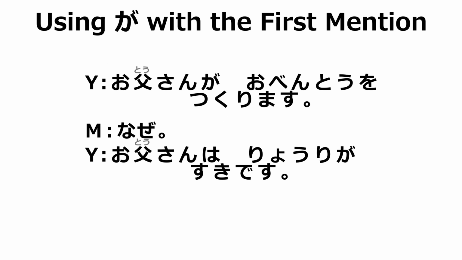When you first mention something, it is marked with the ga particle. This is because it is new information being introduced to the conversation. For any subsequent mentions, you can use the wa particle, except if you want to use ga for emphasis or to show a state. All right, let's check your understanding with a pop quiz.